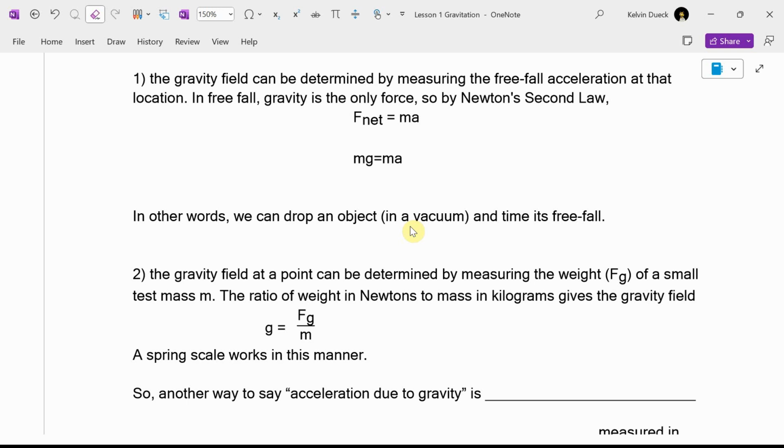Or if I could magically beam myself to the moon and do this experiment, I wouldn't see 9.8, I would see 1.6. I would say, oh, the gravitational field strength of the moon is 1.6. The problem with both of these methods, dropping an object and timing it, or using a Newton scale, is you have to be on the planet to measure its gravitational field strength. How do we figure out the gravitational field strength of places we haven't been yet? We had to know what it was on the moon before we built a system to land on the moon. We had to know what Mars's gravitational field strength was before we could send probes there.